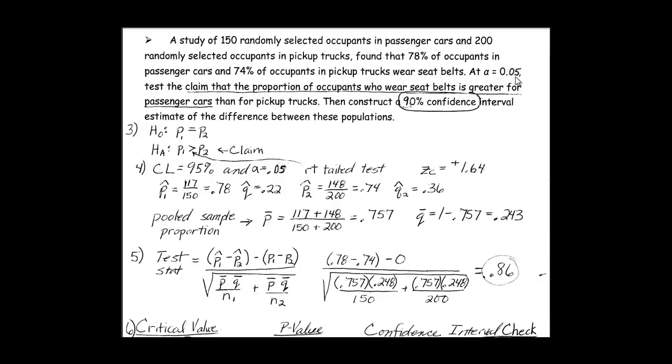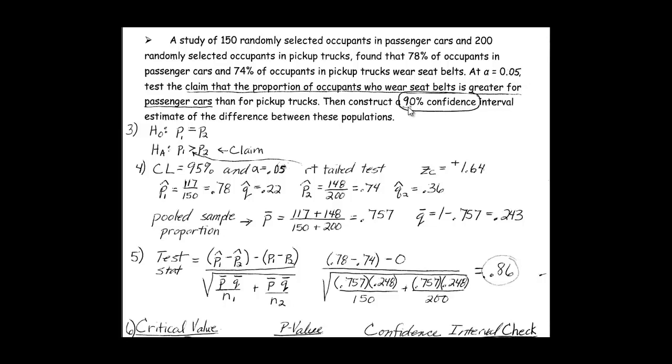At an alpha of 0.05 or a confidence level of 95%, we are testing the claim that the proportion of occupants who wear seatbelts is greater for those in passenger cars than for those in pickup trucks. So we're thinking about that. Greater than means that we have got a right tail test, and all 5% of that alpha is going to be in that right tail. So that 95% will all be below that upper critical value.